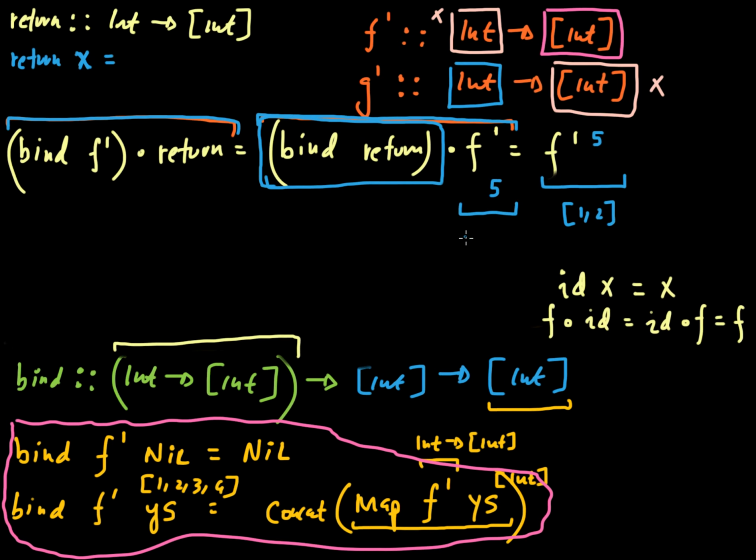F prime is going to produce a list that contains 1 comma 2. Now who's going to consume this list 1 comma 2? This list 1 comma 2 gets consumed by this purple box, this entire piece over here. This piece in purple, that's the type signature of the piece in purple here, is going to consume that list of 1 comma 2. But what exactly is this piece in purple going to do with that list of 1 comma 2?